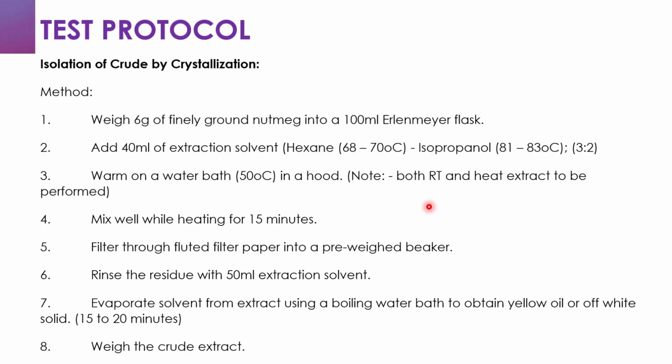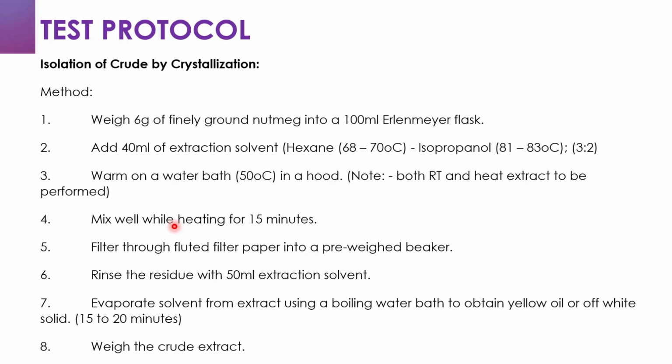Now let's start by looking at the test method for isolation of our crude extract by the crystallization process. One, weigh 6 grams of the finely ground nut milk into a 100 ml Erlenmeyer flask. Two, add 40 ml of the extraction solvent, which is hexane to isopropanol in the ratio of 3:2. Please take note of the boiling point. Three, warm on a water bath at 50 degrees Celsius in a fume hood. After that, mix well whilst heating for 15 minutes.